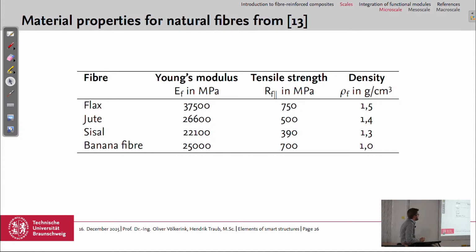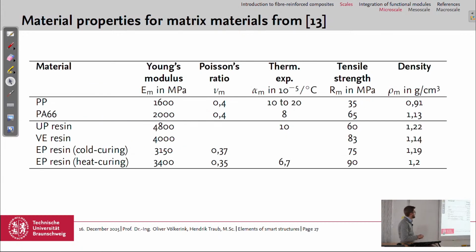And also natural fibers, we have, for example, flax, jute, sisal, or banana fibers, which have far lower properties, 25 to 37.5 gigapascals, but lower density even than carbon fibers, but also lower tensile strength. So the best natural fibers, I think, can be compared to the worst or lowest performing glass fibers.